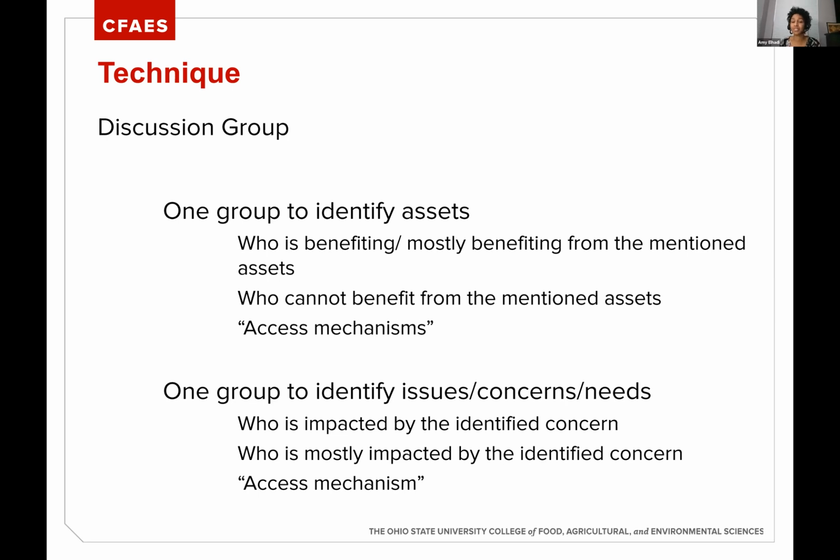Who is benefiting or mostly benefiting from the mentioned assets, and who cannot benefit from the mentioned assets? Here you're trying to get into the access mechanism. This access mechanism might make some particular group of people more privileged than others in the way they can benefit from these assets or resources available to them.